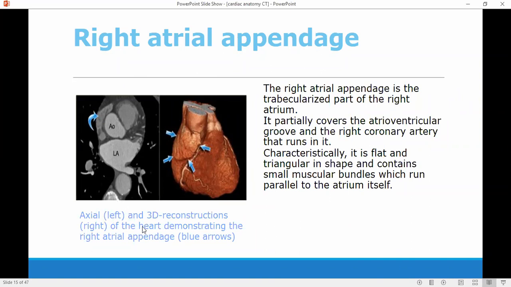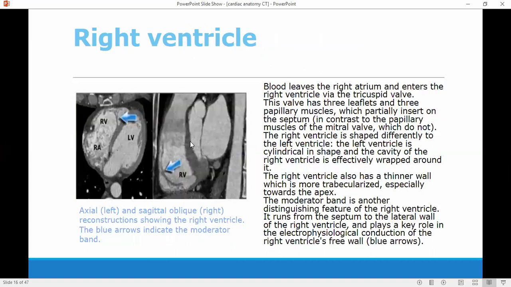Axial left picture and the 3D reconstructions on the right of the heart demonstrating the right atrial appendage. Blue arrow: this is the right atrial appendage. Right ventricle. Blood leaves the right atrium and enters the right ventricle via the tricuspid valve. This valve has 3 leaflets and 3 papillary muscles, which partially insert on the septum, in contrast to the papillary muscles of the mitral valve, which do not.